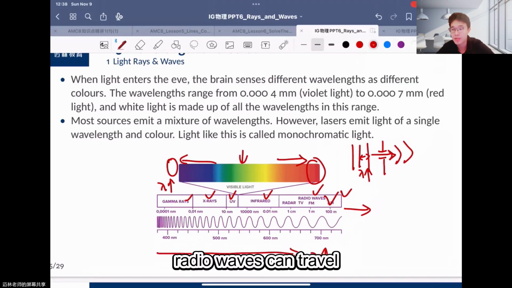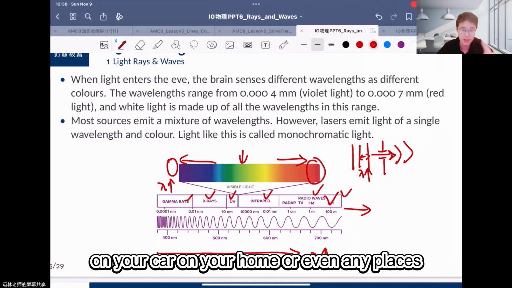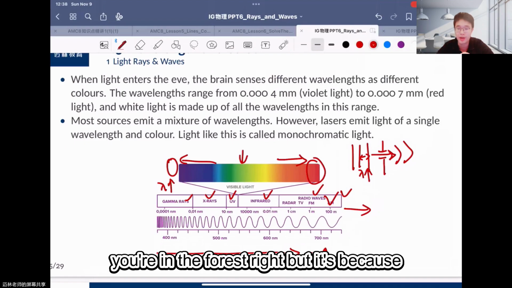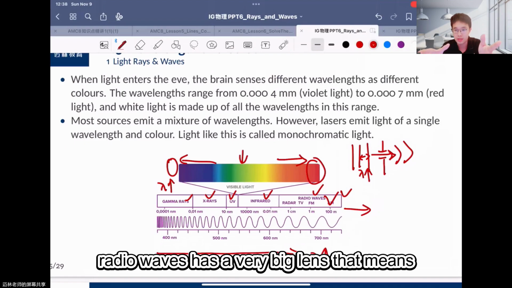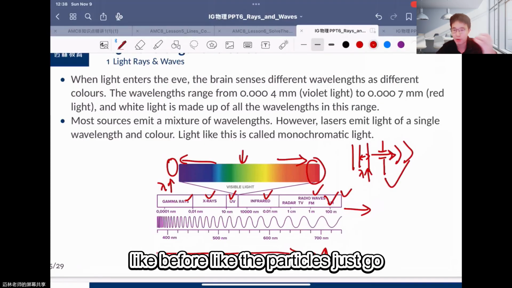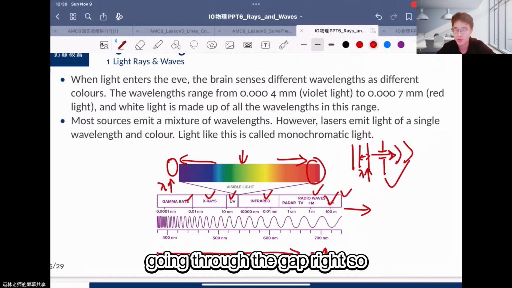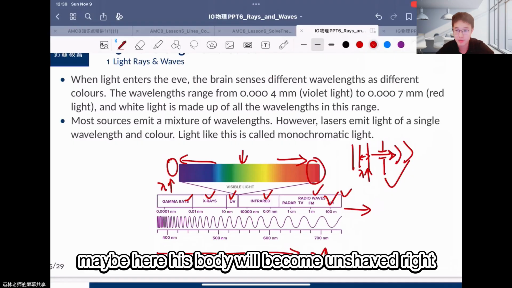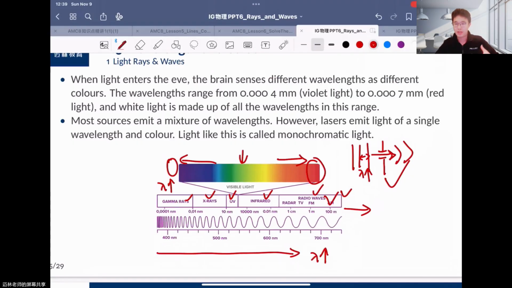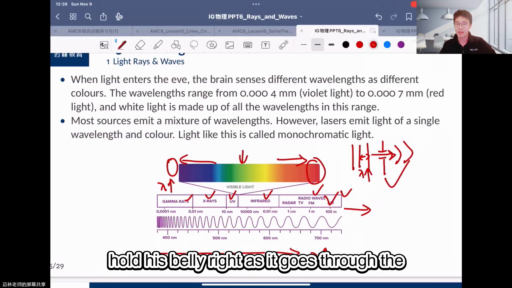That is because radio waves can travel and carry signals with them, right? So in our city, we can receive radio waves at any place, right? On your car, at your home, or even in the forest, you can receive radio waves. That is because radio waves have a very big wavelength, which means their diffraction ability is very big, right? Like we discussed before, with particles going through the gap, just like a very heavy person going through the gap. Maybe his body will become unshaped, he will take in some oxygen and hold his shoulders and belly, and then go through the door.